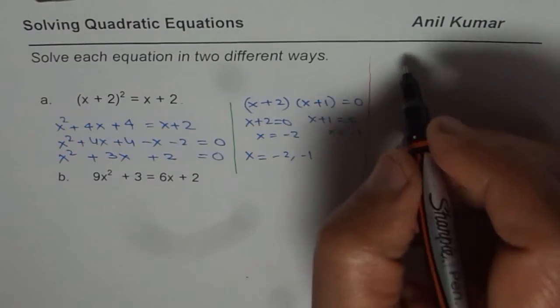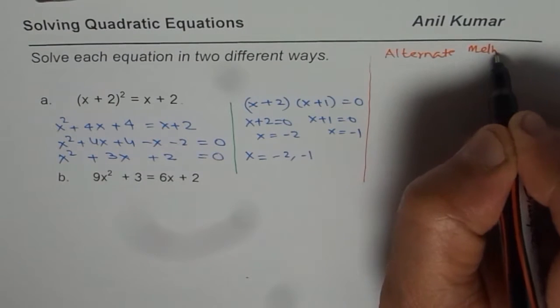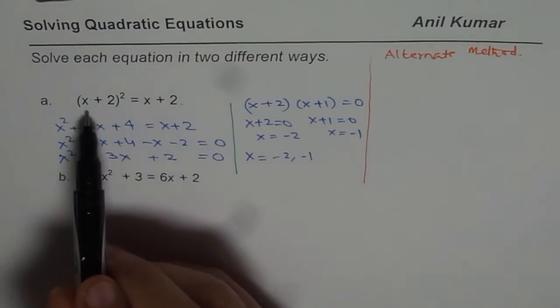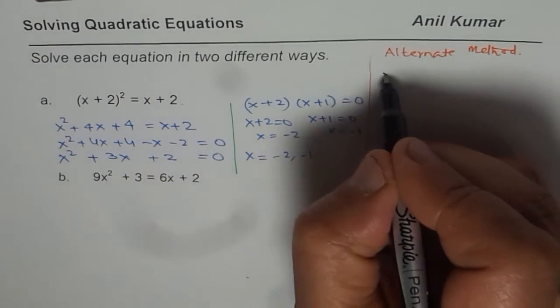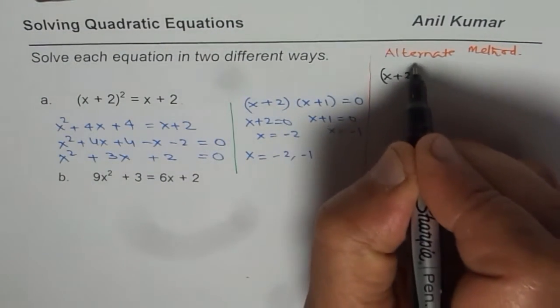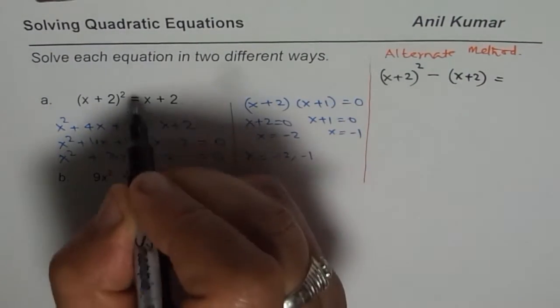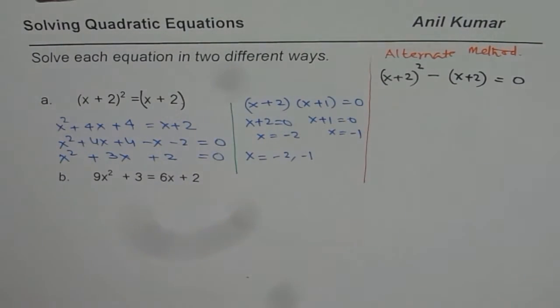Now let us look into the alternate method. The alternate method is kind of interesting. What you observe here is that (x + 2) and (x + 2) are common, right? So instead of opening the brackets, I'll just bring x + 2 as one term to the left side. Then see what we get: (x + 2)² − (x + 2). I'm just putting it in brackets as one term, and bringing the whole thing to the left side, so the right side is 0.